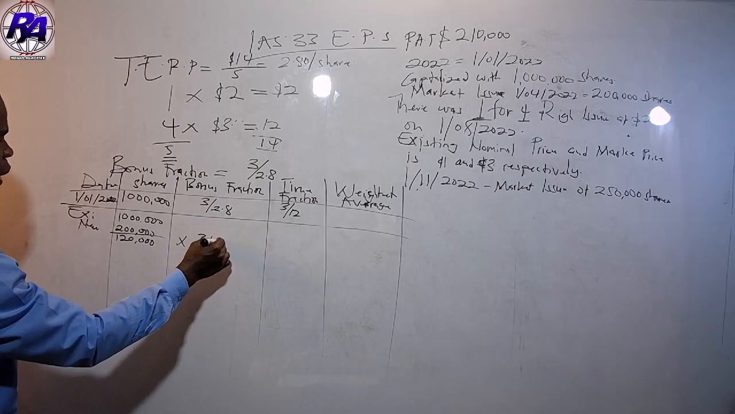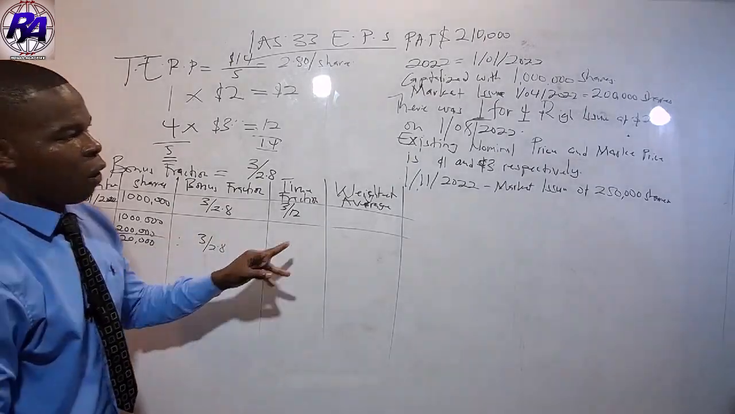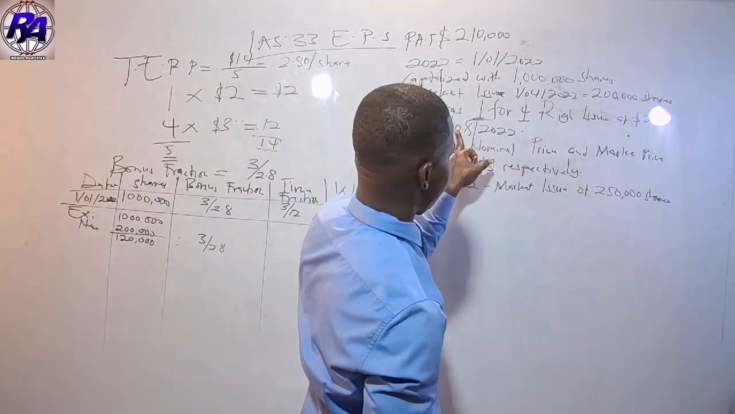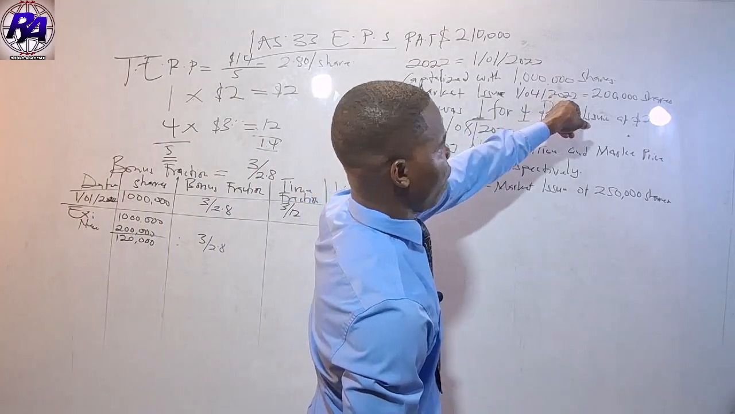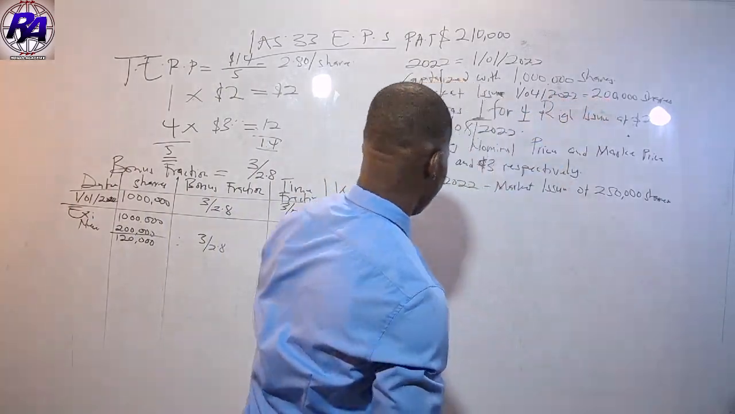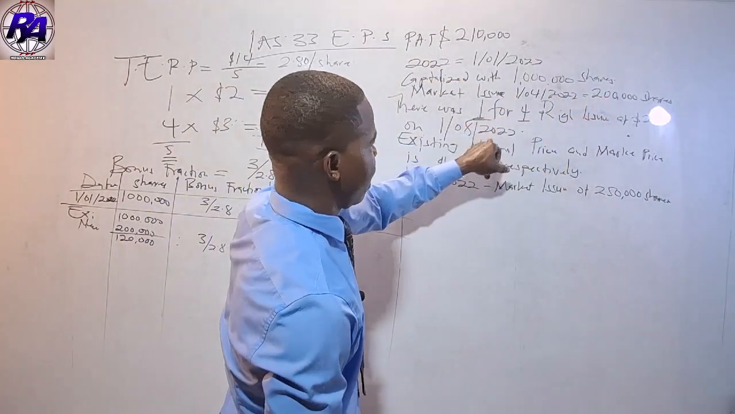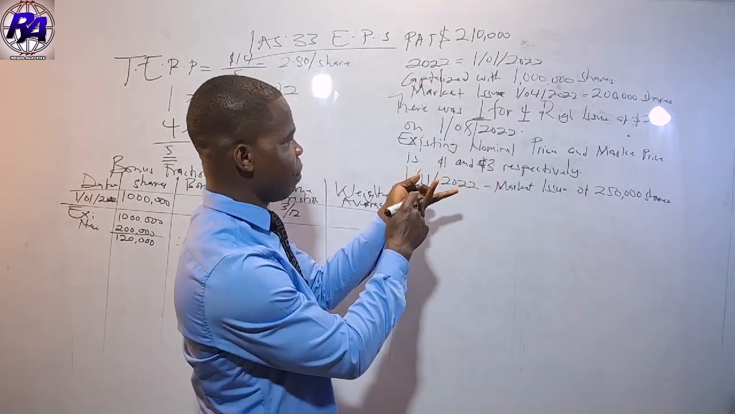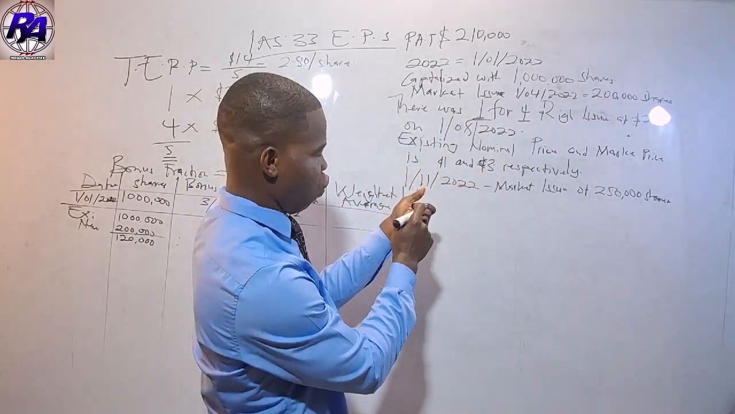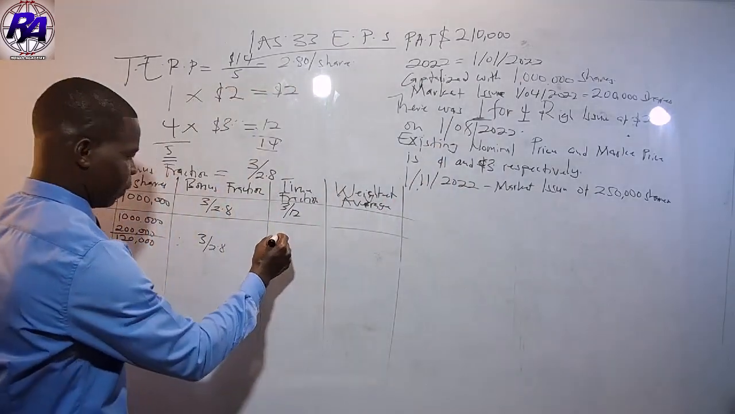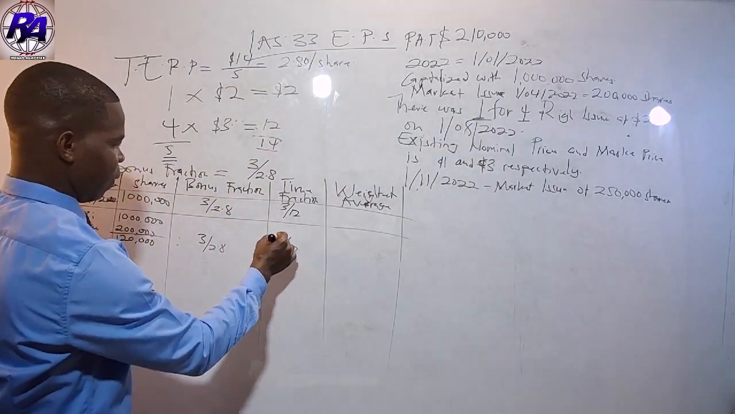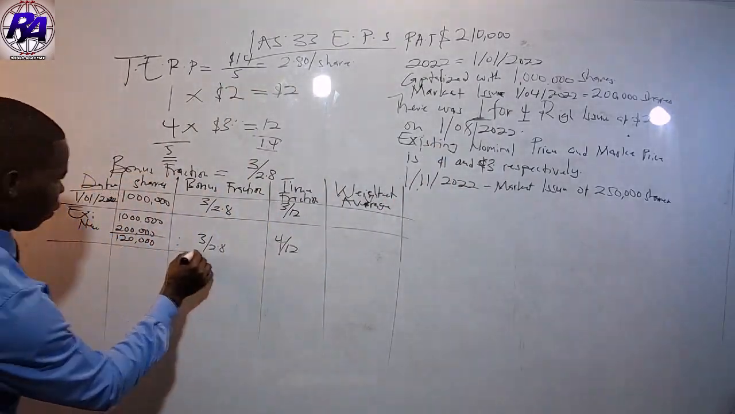over 2.8, because this was not the date of the right issue. The right issue was on 1st of August, but what we are looking at is the market issue of 200,000. So again, between this date and this date, what is there? So April, May, June, July. So this is going to give us 4 on 12.